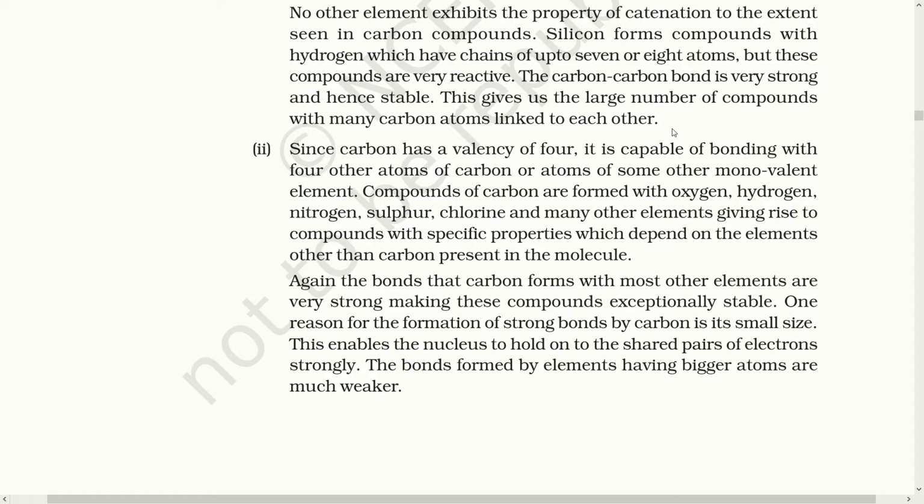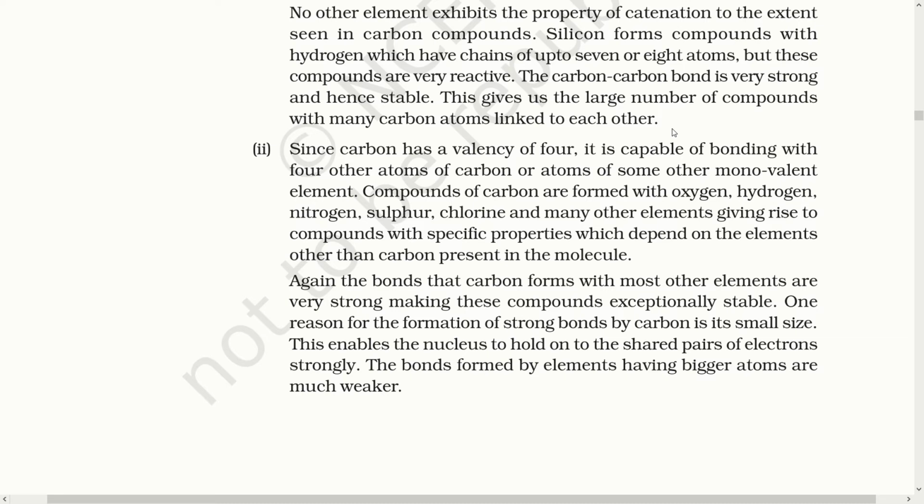Now the second point shows the importance of its valency. Since carbon has the valency of 4, it is capable of bonding with 4 other atoms of carbon or atoms of some other monovalent element, just like we saw in methane. Compounds of carbon are formed with oxygen, hydrogen, nitrogen, sulfur, chlorine and many other elements, giving rise to compounds with specific properties which depend on the element other than the carbon present in the molecule. Again, the bonds that carbon forms with most other elements are very strong, making these compounds exceptionally stable.